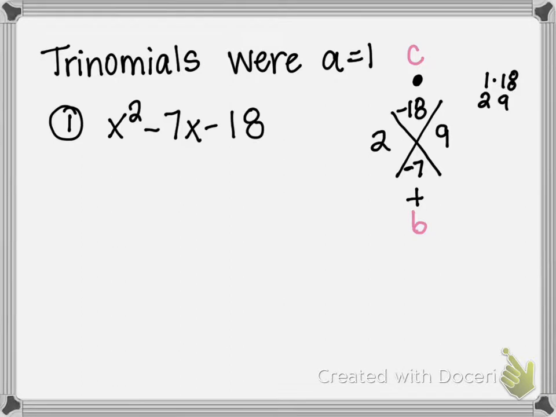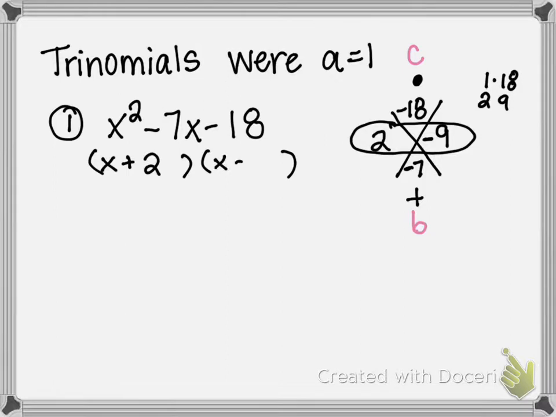So we need to multiply to get negative 18, but when we add them, we get negative 7. So in order to do that, that'd have to be negative 9. So we're going to take these two numbers that I just found, and I'm going to break them into two linear binomials. So this is going to be x plus 2, because 2 is positive, x minus 9.